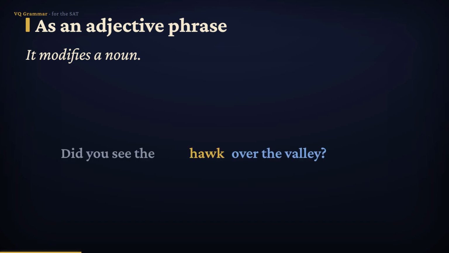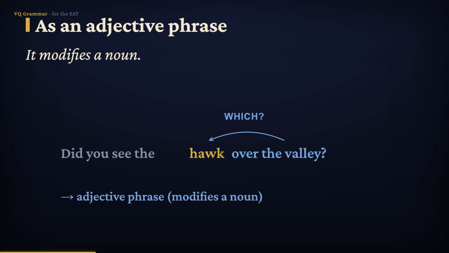Did you see the hawk over the valley? The phrase over the valley modifies the noun hawk. It tells us which hawk, the one over the valley. So when a prepositional phrase describes a noun or pronoun, it's working as an adjective phrase.